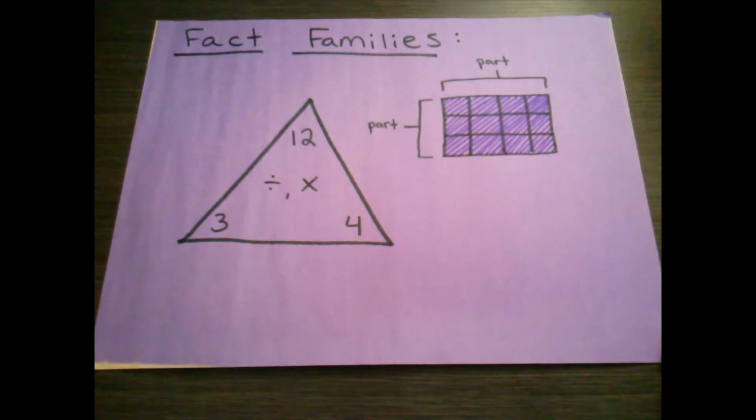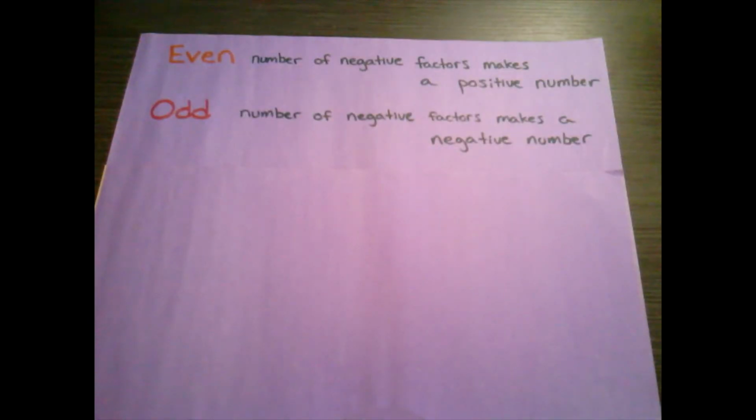Now that's just an example, but we're going to bring negative numbers into this equation. So in multiplying, we already know that if we have an even number of negative factors, we will have a product that is a positive number. And when we have an odd number of negative factors when multiplying, we will then get a negative product for our answer.